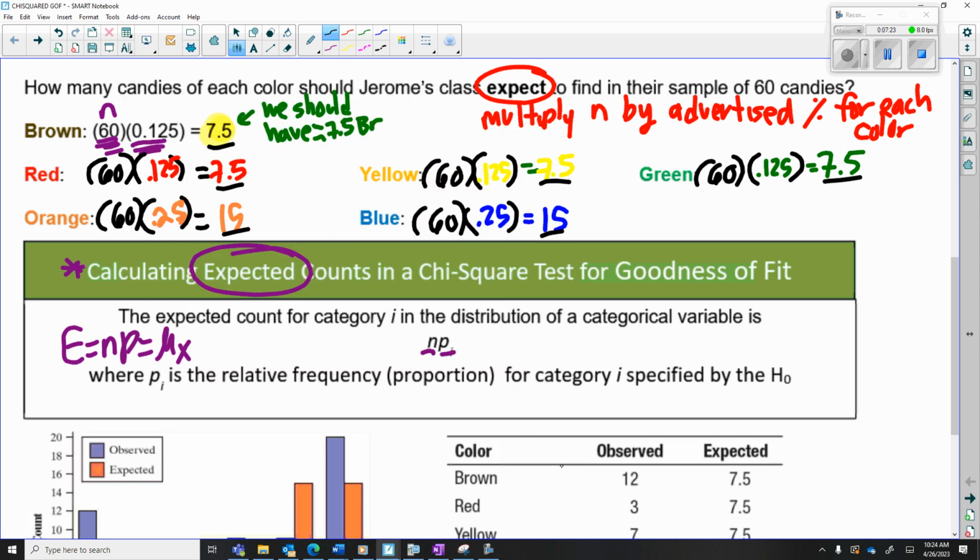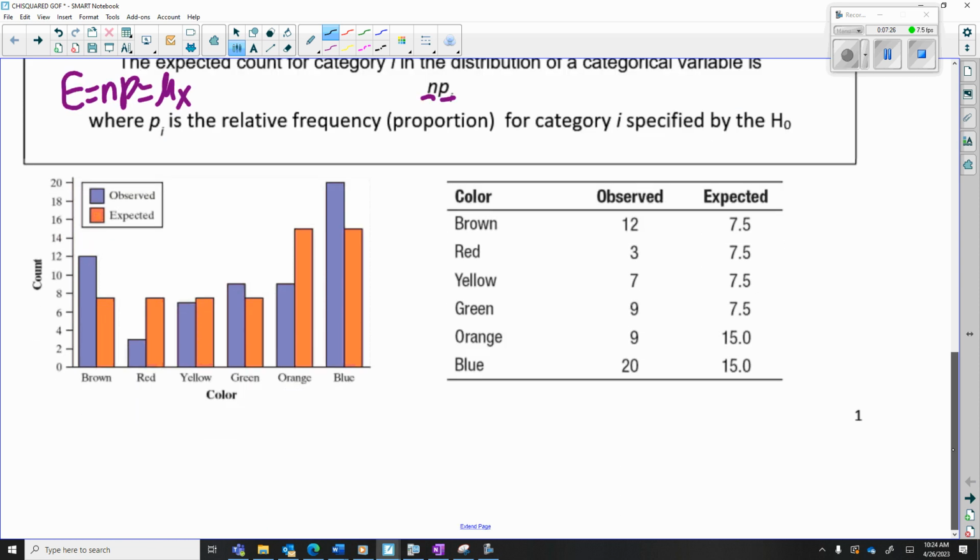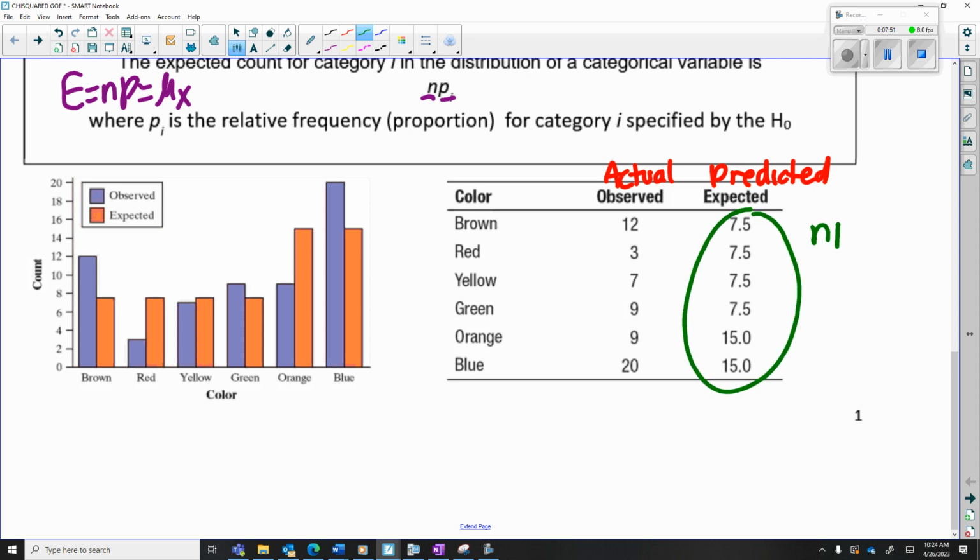So if you look down below here, you see that what they did was display this in the form of a handy table. You could make your table going up and down like this, or you could make your table going across and make it into rows. So you see that this is what actually happened, and this is what expected to happen. Another name is observed and expected, or actual and predicted. So the expected counts are the ones that we just calculated when we multiplied the N times the P that was advertised. And then the observed or actual count is what I actually got in my bag when I did just open my bag and see what I got. Okay, so these should both total to 60.